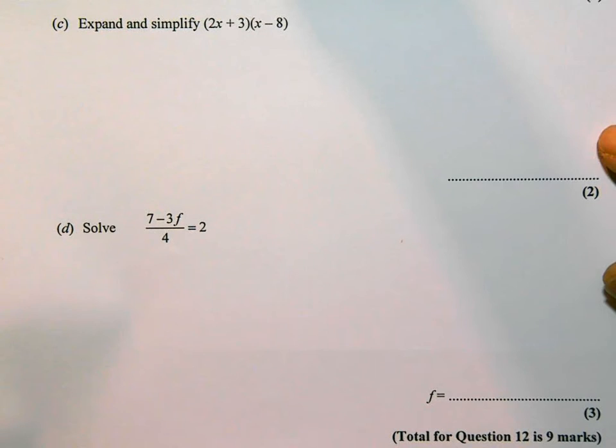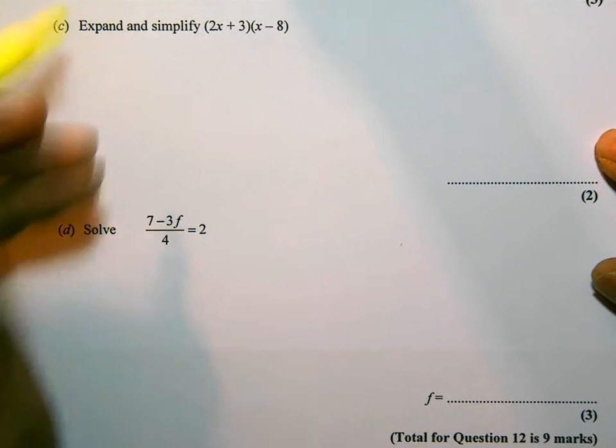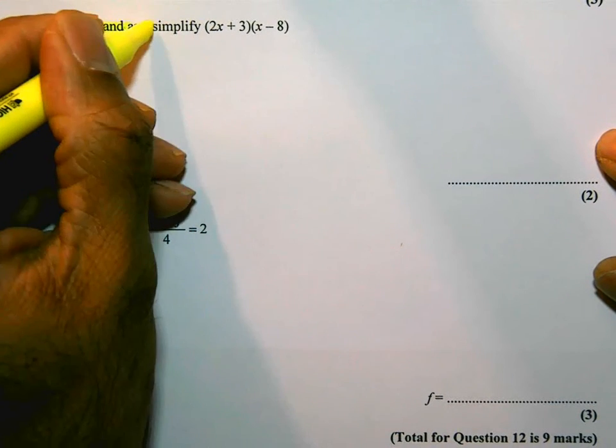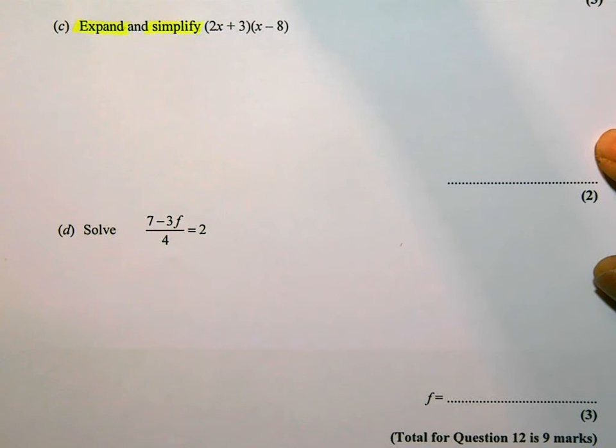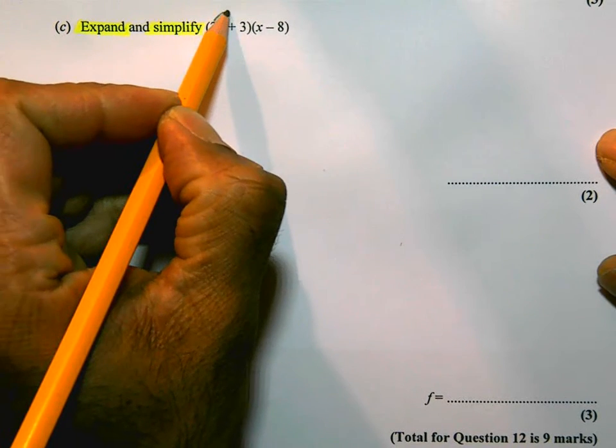You should be familiar with this. We're going to expand the brackets and then they want us to simplify them. Expanding the brackets means I need to multiply all the pairings. So I'm going to do 2x times x. I'm going to use the sort of smiley face technique. 2x times x is 2x squared.